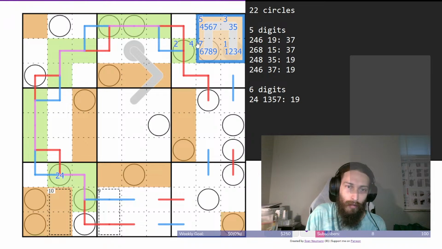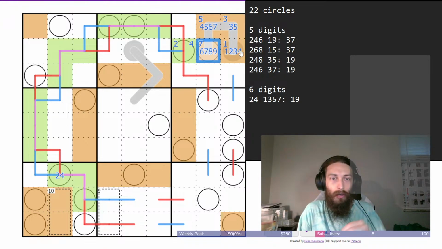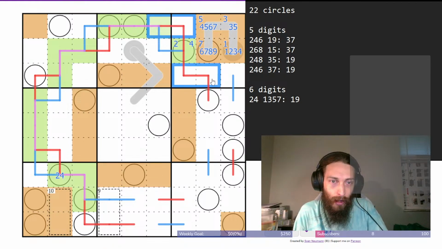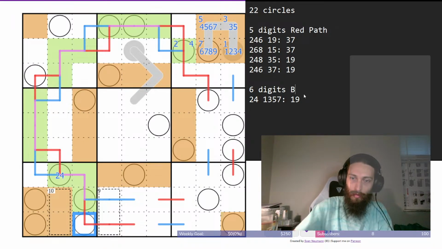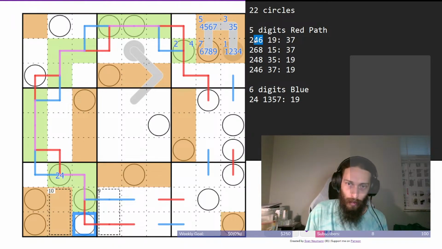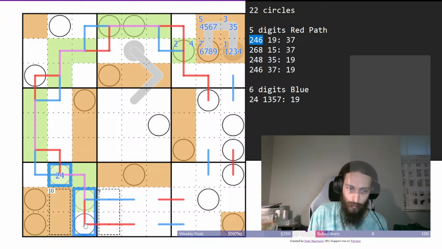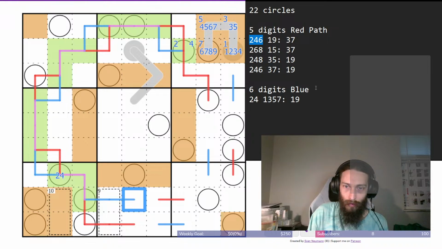Because the blue path forces this to be all odd, and the red path is the one that is 5 digits, and 6 digits is the blue path. Because red requires 3 evens in circles, and 6 digits would put 3 odds in circles in here. So that, okay.